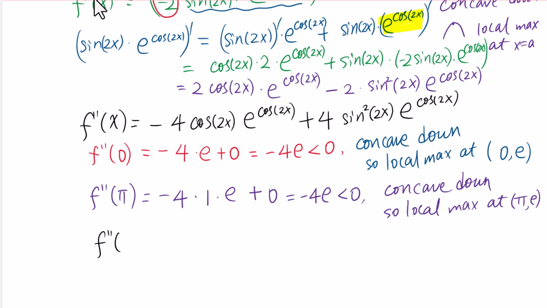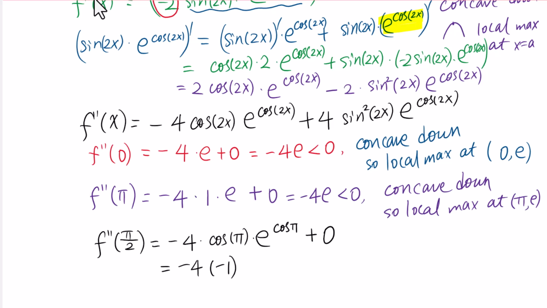F double prime of pi over 2 equals -4 times cosine pi times e to the power of cosine pi plus sine squared pi, which will be 0. Equals -4 times cosine pi, which is -1, times 1 over e, which is 4 over e, greater than 0.